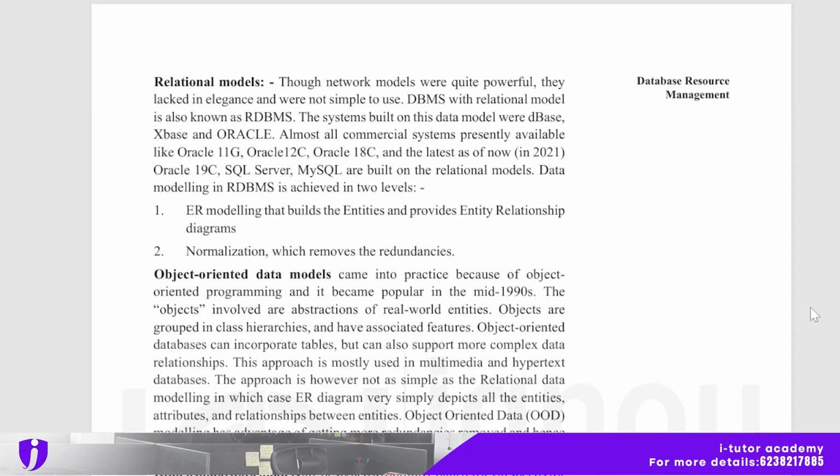Relational model. Though the network model was quite powerful, it lacked elegance and was not simple to use. A DBMS with the relational model is known as an RDBMS, and the systems built on this data model were DBase, XBase, and Oracle. Almost all commercial systems presently available, like Oracle 11G, Oracle 12C, Oracle 18C, and the latest as shown now in 2021, Oracle 19C, as well as SQL Server and MySQL, are built on the relational model, and data modeling in RDBMS is achieved in two levels.